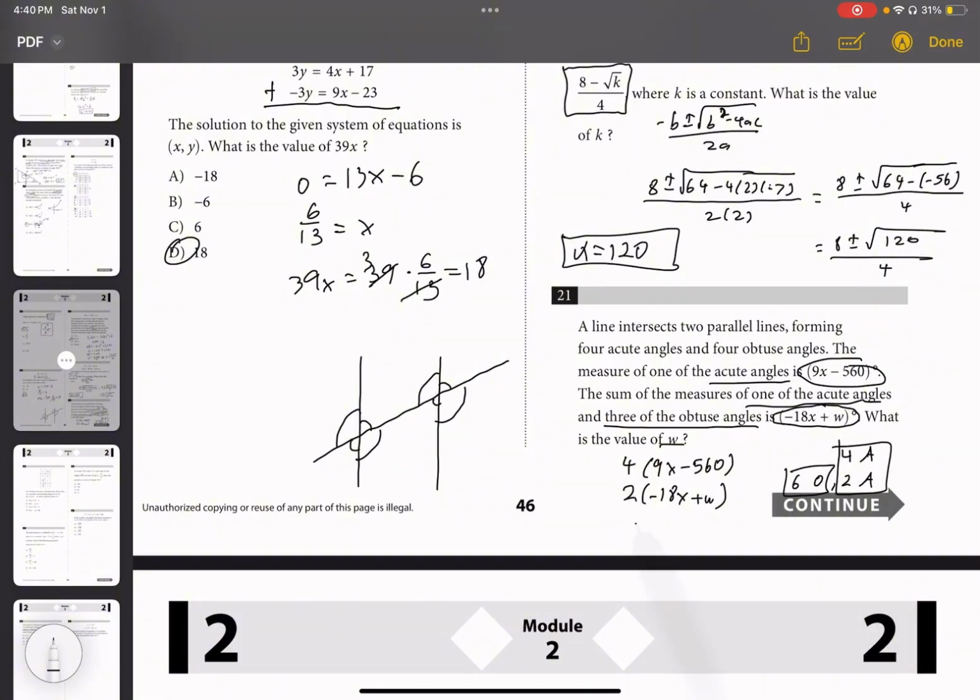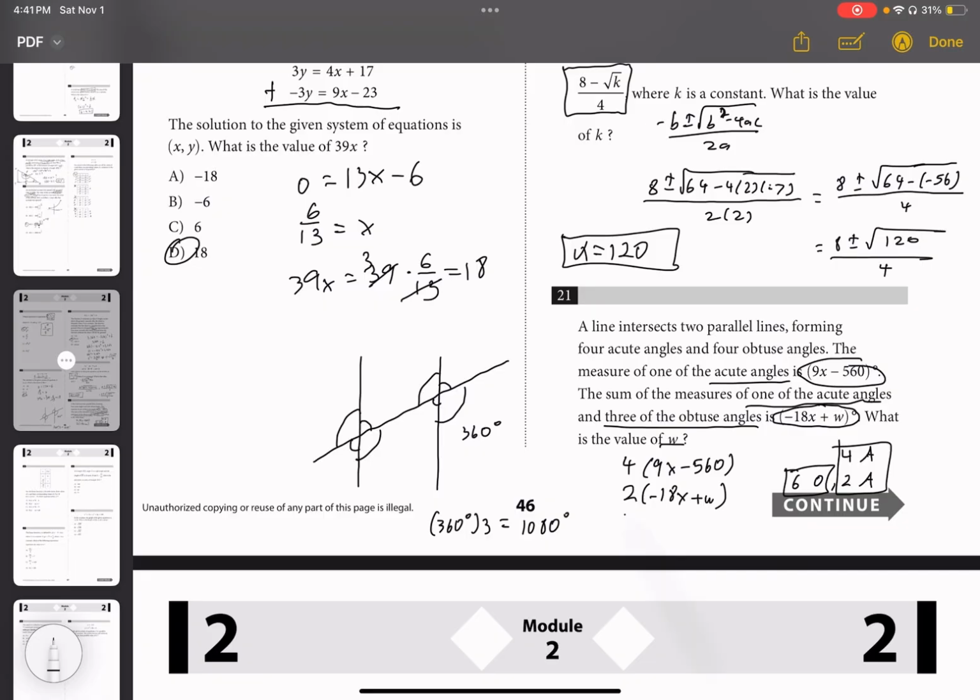And this means that if we have 6 acute angles and 6 obtuse angles, so 6 of each, and we know that 2 of each make 360 degrees, we're going to have 360 degrees 3 times, which is equal to 1080 degrees.